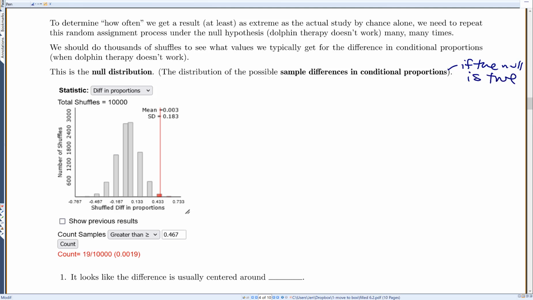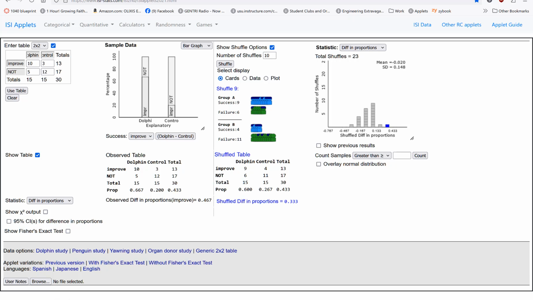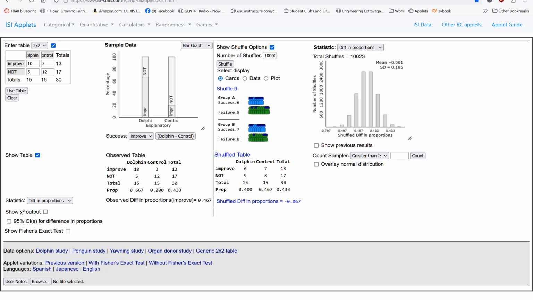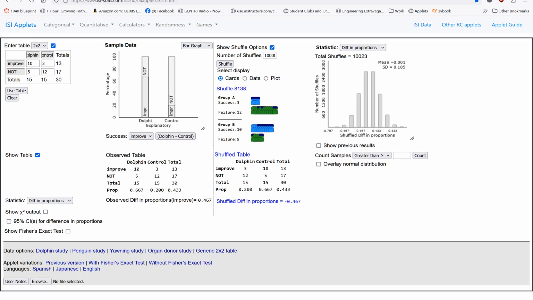So we go to our applet and ask it to do 10,000 shuffles now. With some of these data sets, if you get a bigger data set, this is one of the applets that will actually slow down. If you get a huge data set, you might only be able to do like 1,000 shuffles before it slows down. But for this, it can still do it just fine. So now I've done 1,000 shuffles. You'll notice I did get down to negative 0.467 once or twice, and up to 0.467 occasionally, but not very often. It seems very rare. Really, we're usually centered in the middle, close to 0.